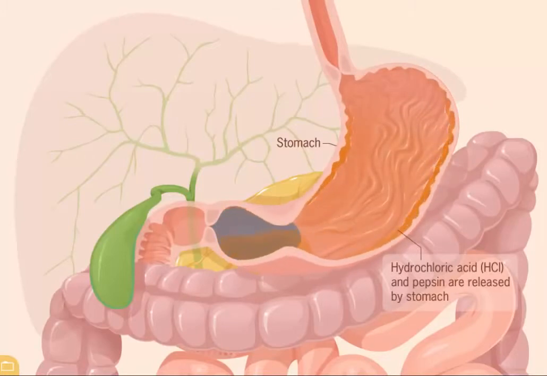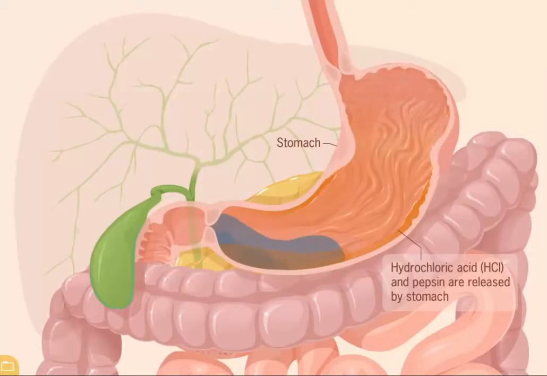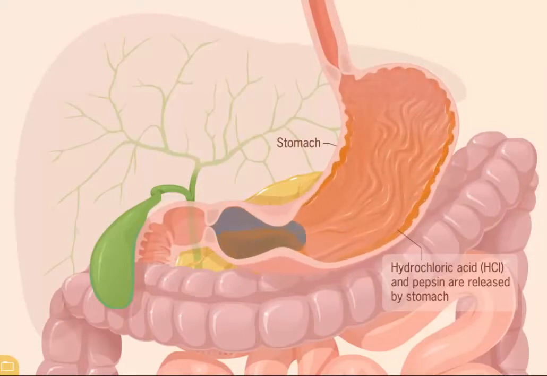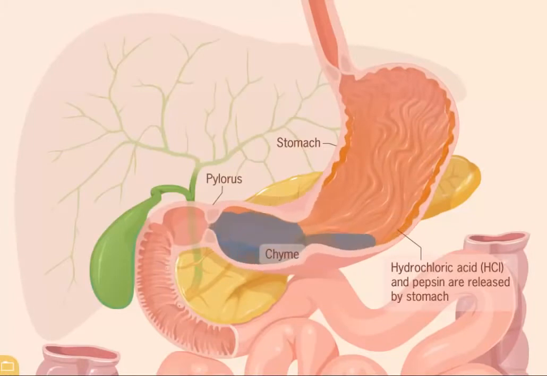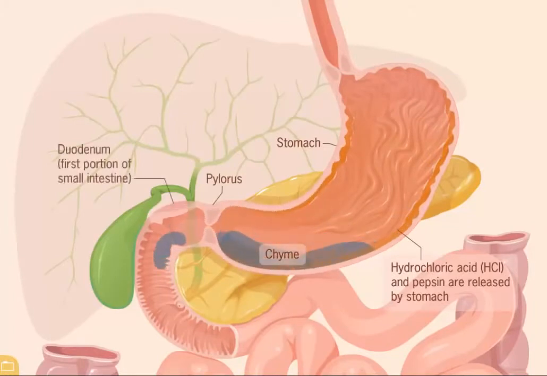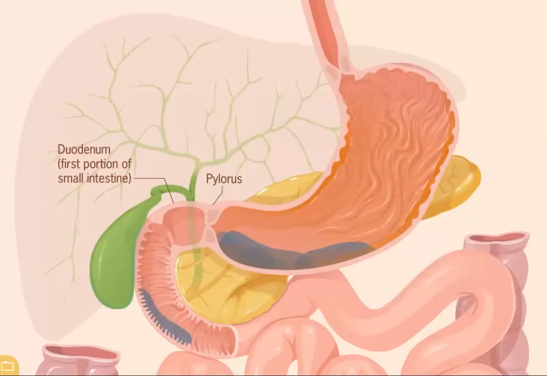Neural and hormonal stimulation causes the release of pepsin by the stomach, which starts the chemical digestion of proteins. This helps reduce the bolus to a fluid-like substance called chyme. When the chyme reaches its proper softness, the pylorus opens and the chyme is slowly released into the first portion of the small intestine, called the duodenum. Peristaltic contractions continue in the duodenum.